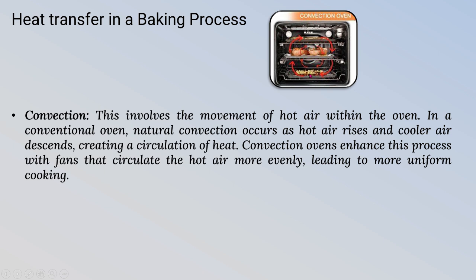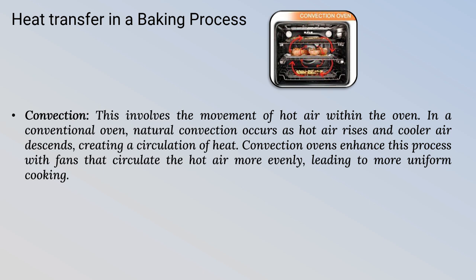The hot air is going up, the cold air from the top is coming down, and it is a continuous process. This is known as basically convection. In a convectional oven, natural convection occurs as hot air rises and cooler air descends, as I have mentioned, creating a circulation of heat. And as a result, convection ovens enhance this process with fans.